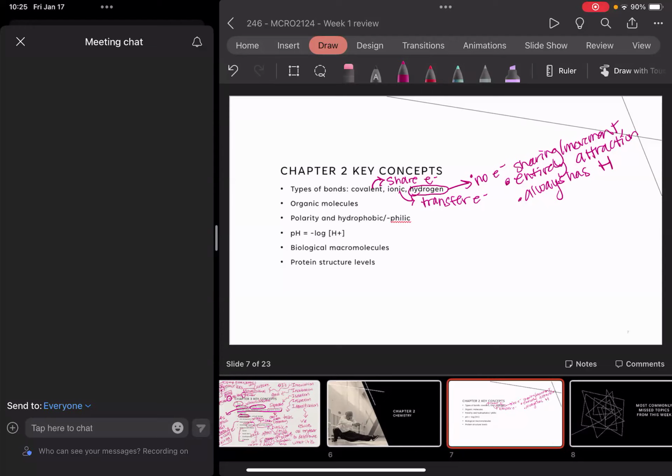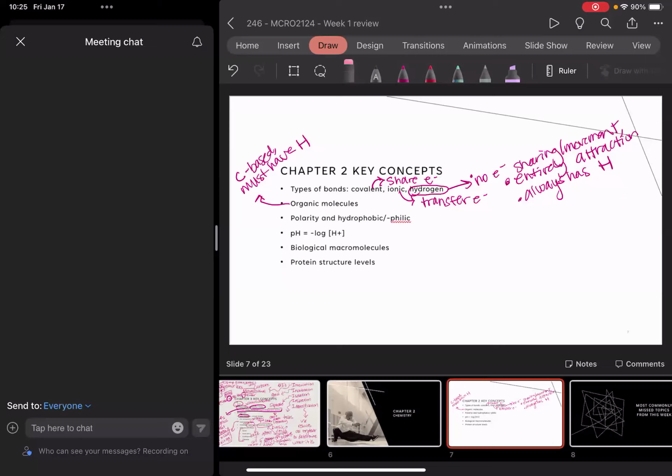Then we talked about organic molecules. An organic molecule is just a molecule that is carbon-based, and it must have hydrogen associated with carbon in some degree. All right, we also talked about polarity and what that is and how that works. And then we talked about the charging of molecules and how that's going to affect how it behaves with water and things like that.